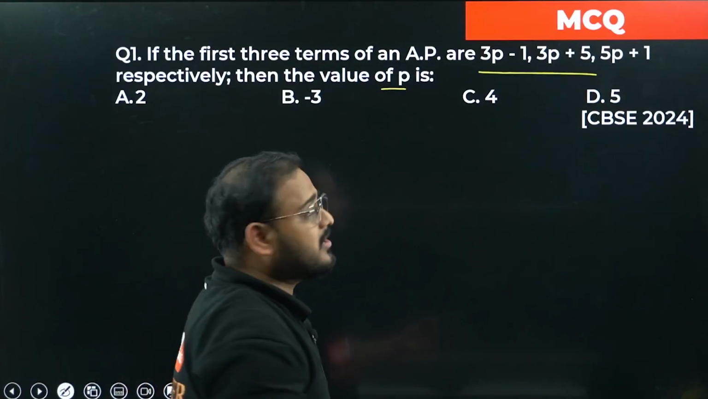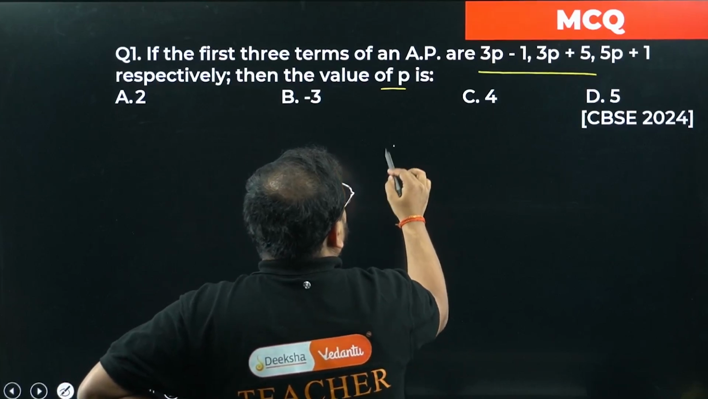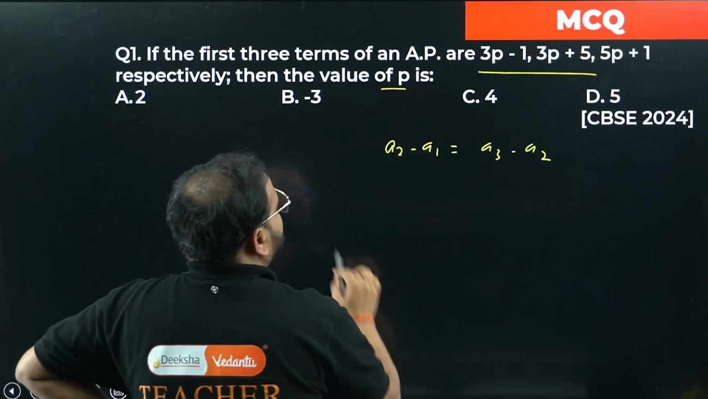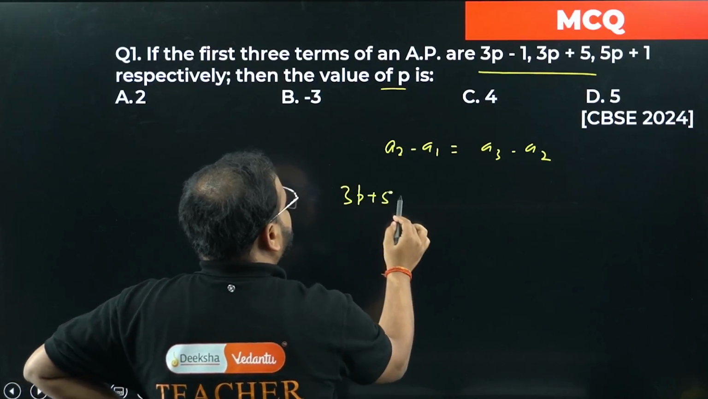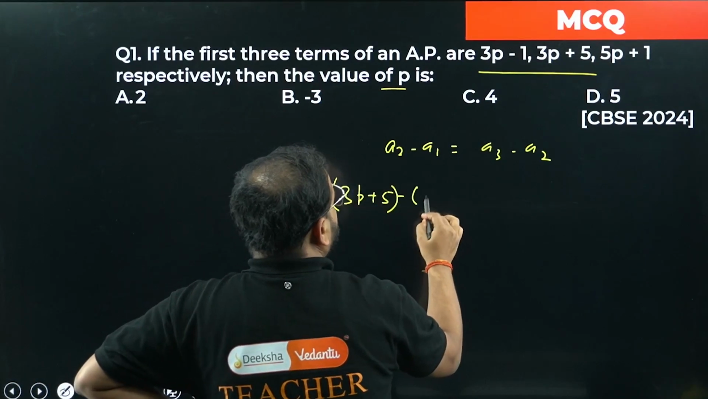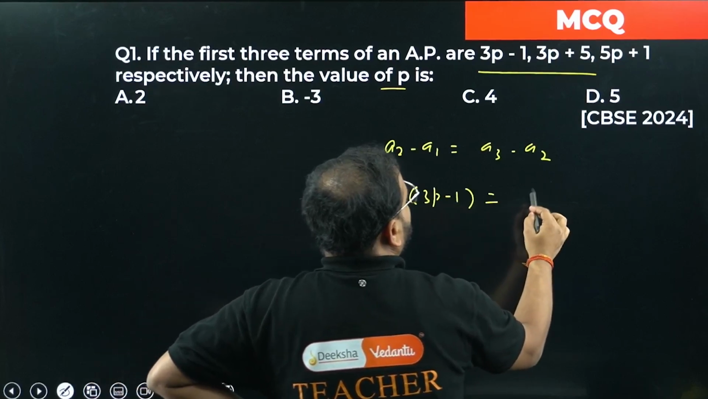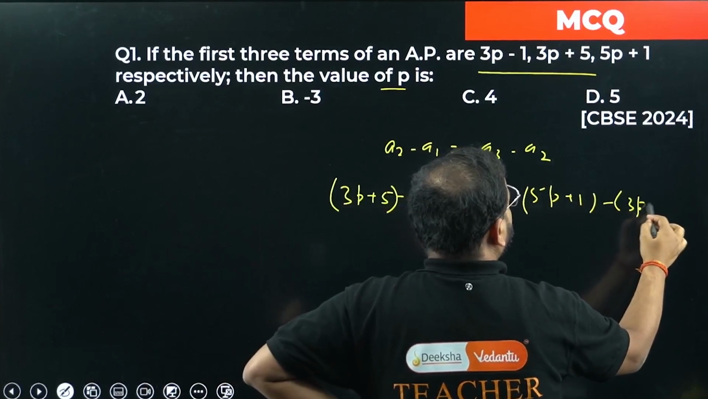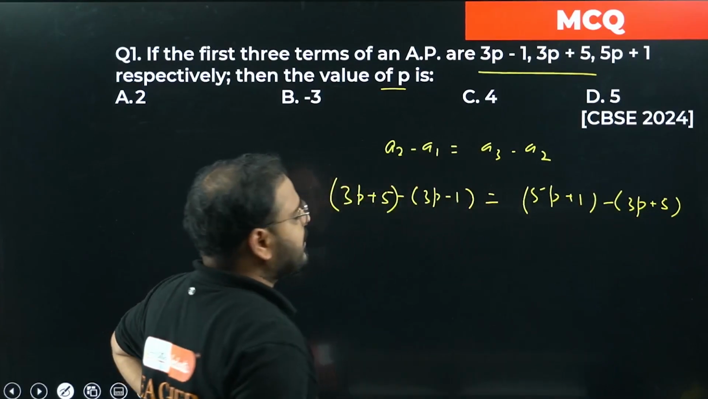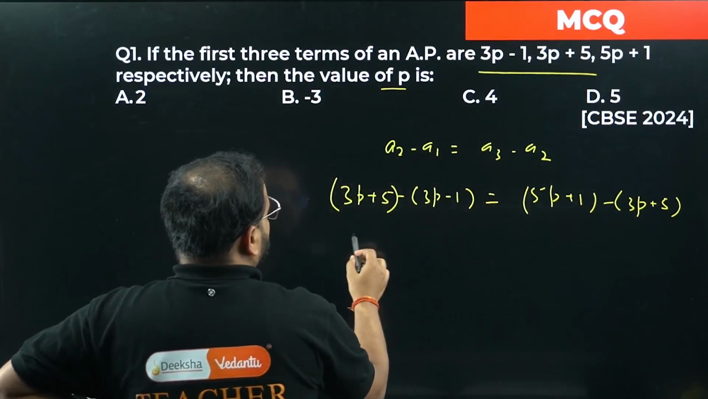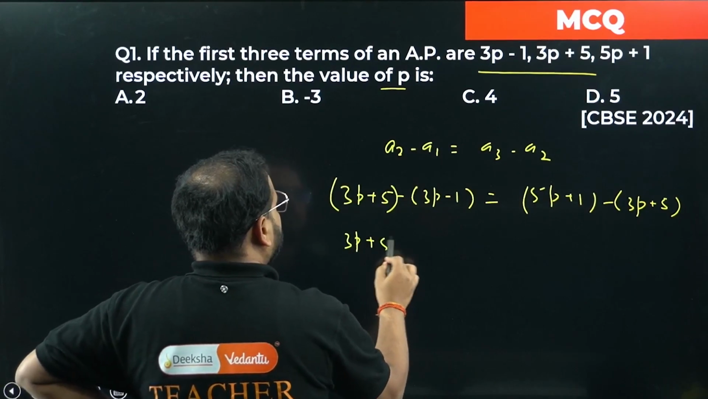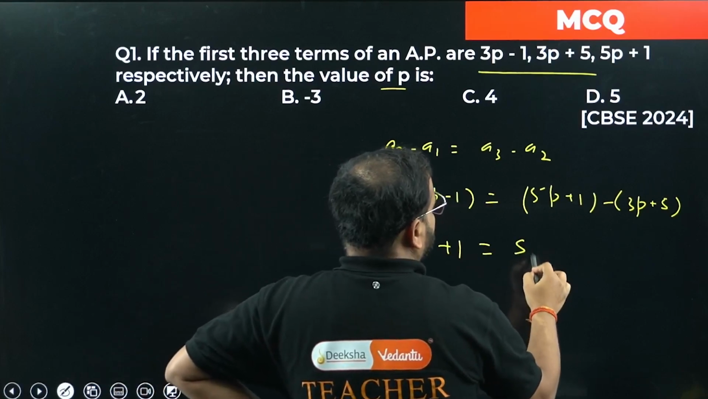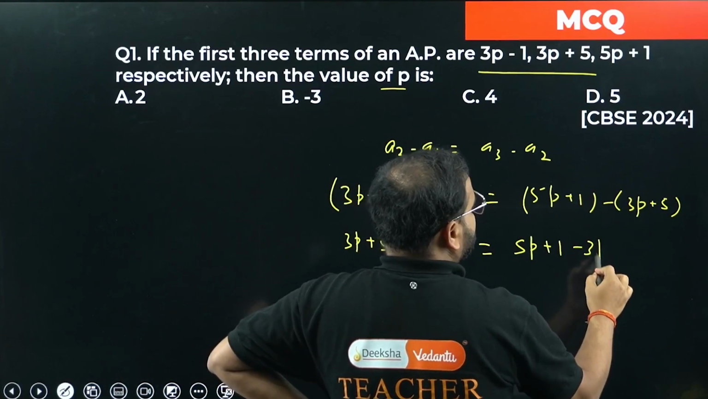3 terms in AP means what? The difference has to be constant. So A2 minus A1 has to be equal to A3 minus A2. So 3P plus 5 minus (3P minus 1) equals 5P plus 1 minus (3P plus 5). A2 minus A1 equals A3 minus A2. If you do that, what are you going to get? 3P plus 5 minus 3P plus 1 equals 5P plus 1 minus 3P minus 5.